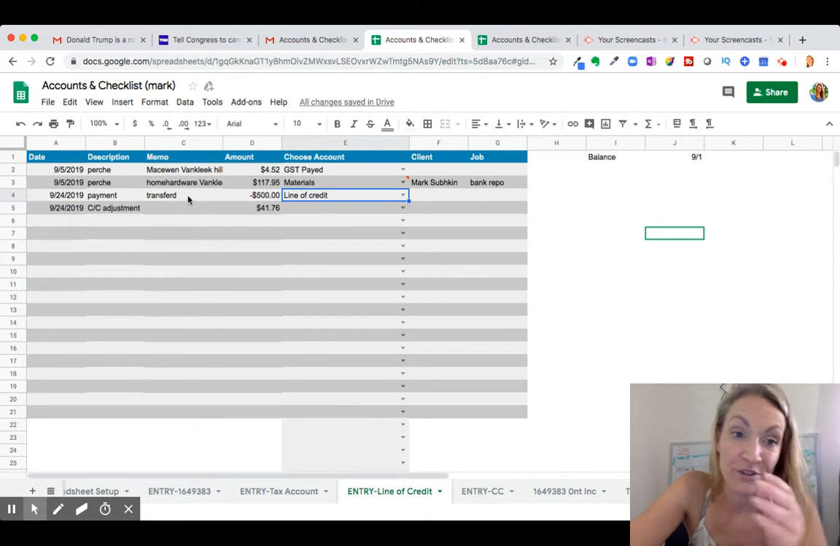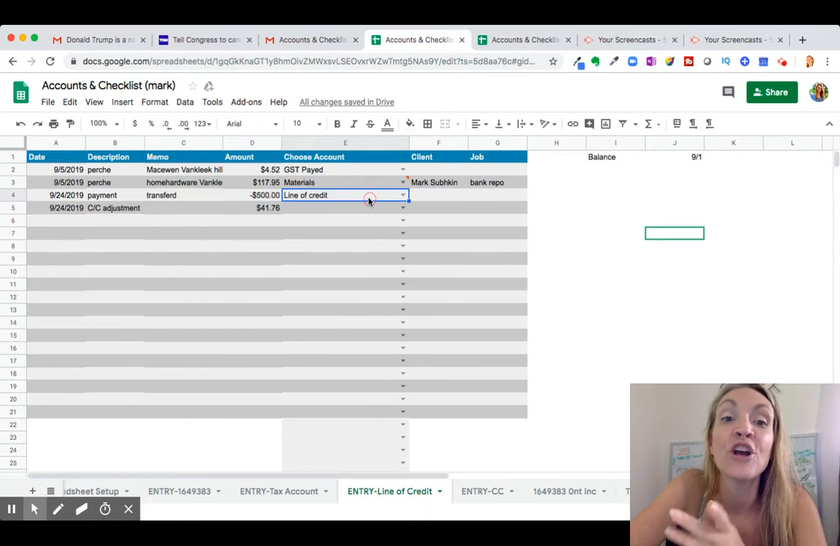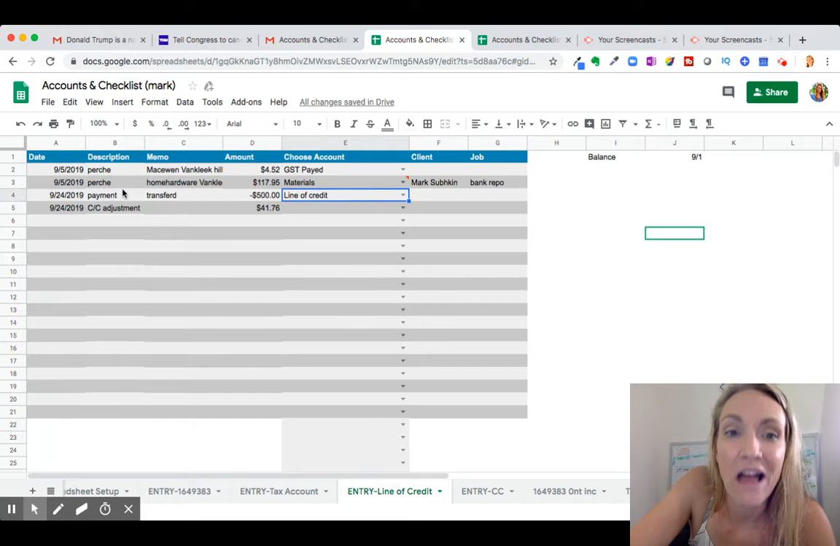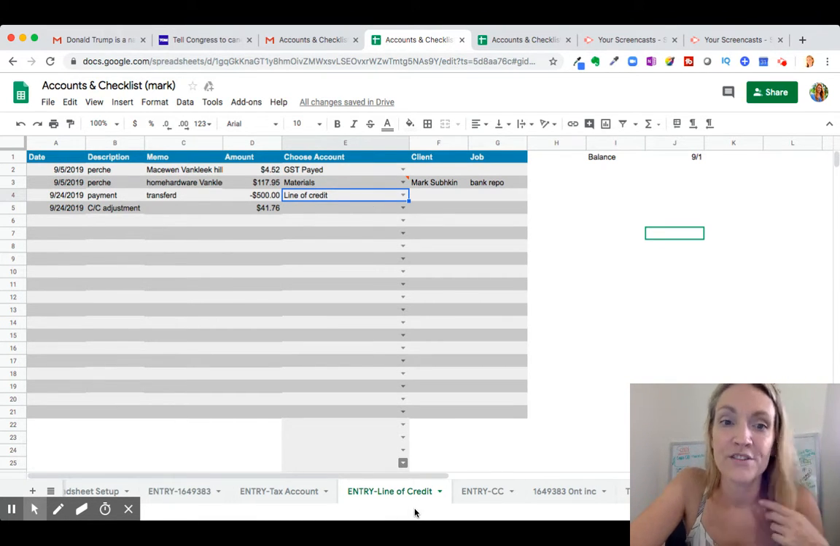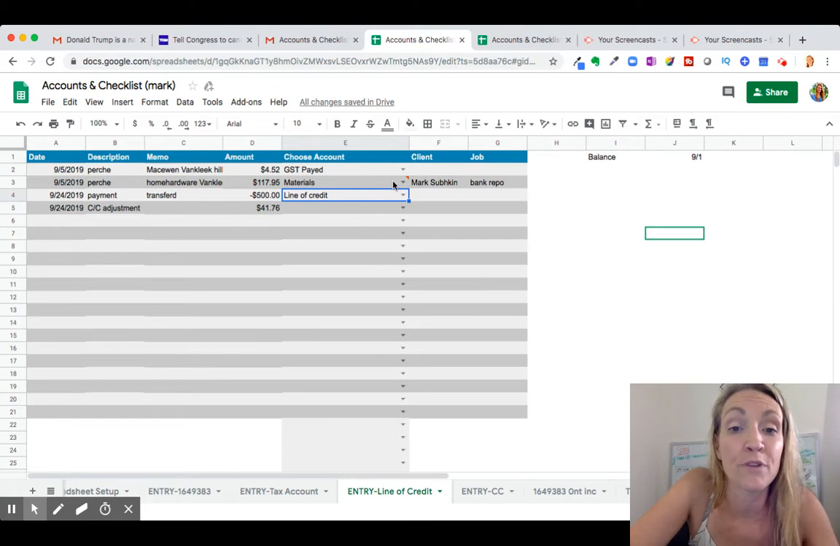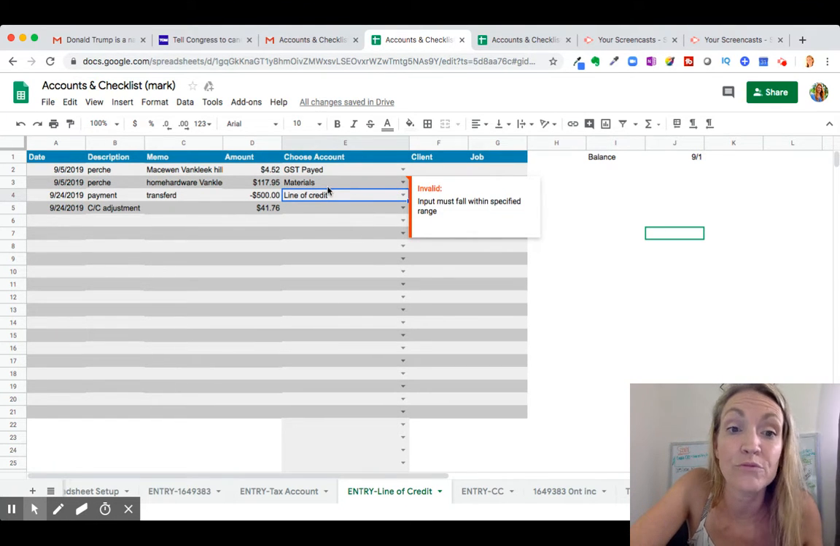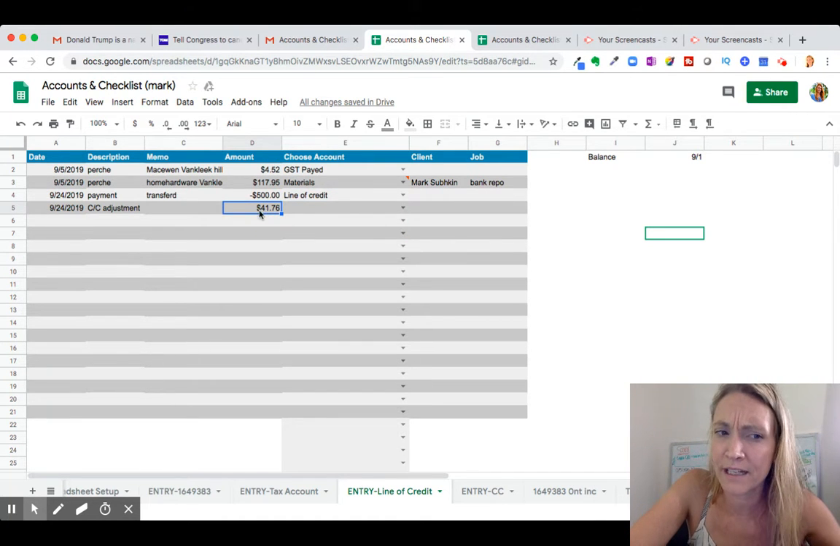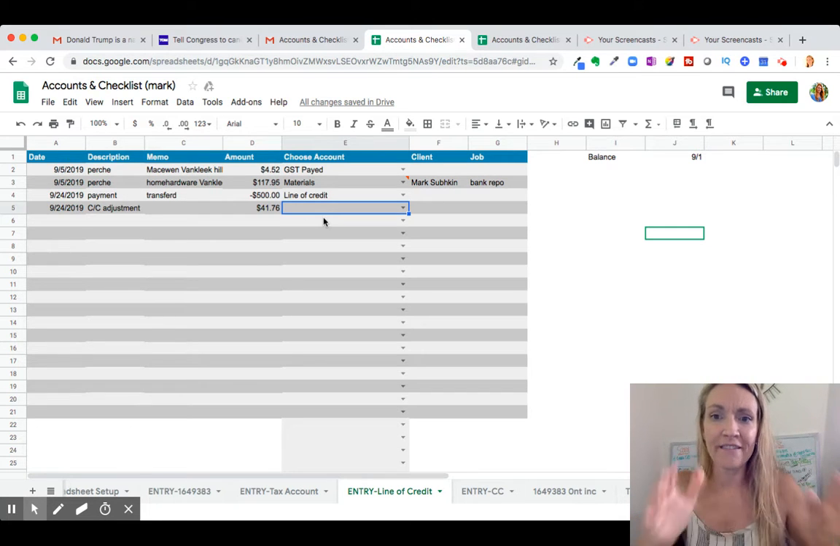And for this one, that was awesome. You did the payment over here. You just actually select line of credit because it's a payment on your line of credit. So I hope that makes sense. Otherwise, you're pretty much selecting an expense account, materials. If this is decreasing the account balance, just make it negative and select line of credit. Okay, let me know if that helps.